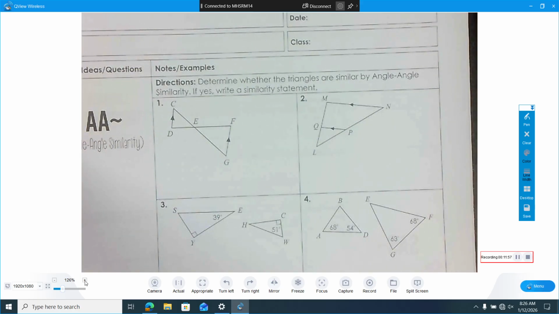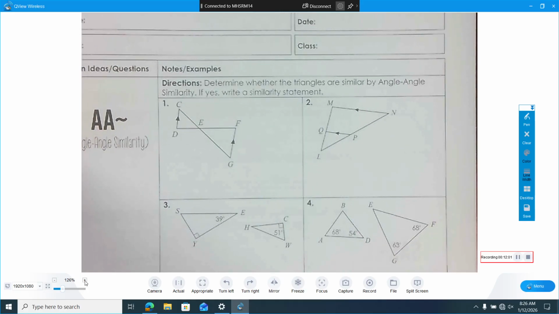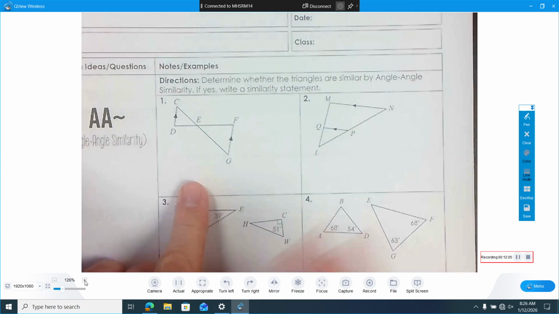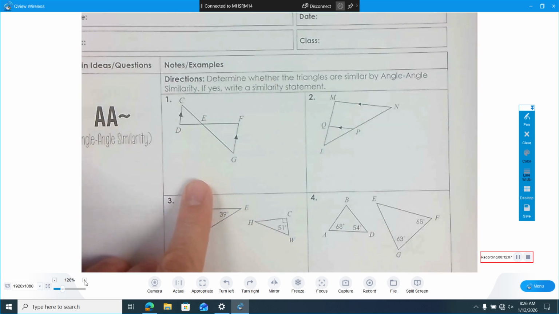All right. Determine whether the triangles are similar by angle-angle similarity. If yes, write a similarity statement. I like these first two. Why do I like these first two a lot? Because parallel lines. Parallel lines every time. We have parallel lines. What off the bat do you know from this picture, number one?